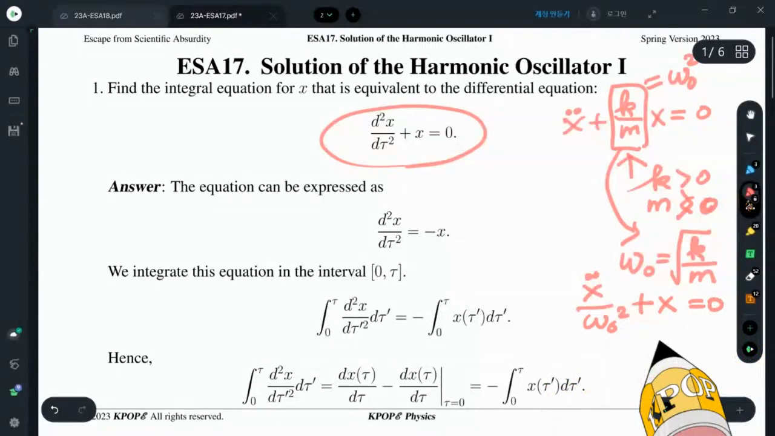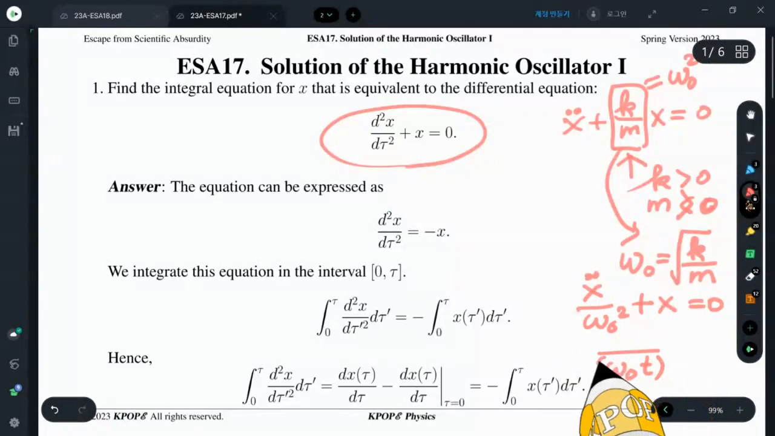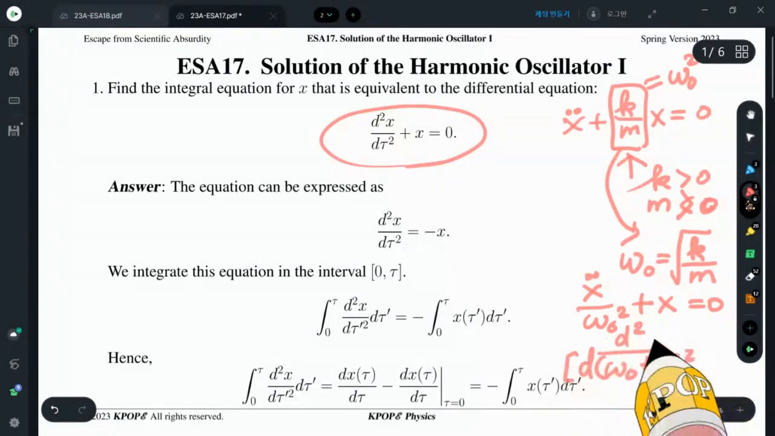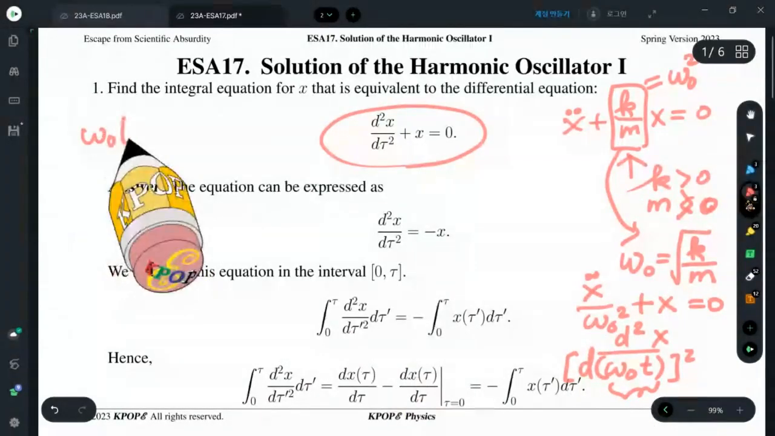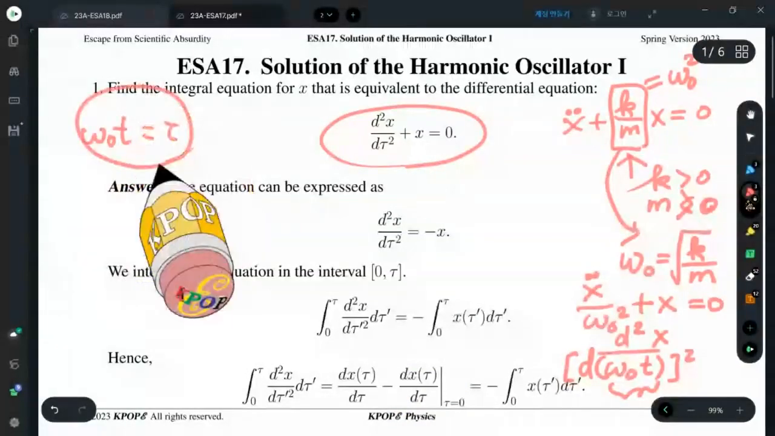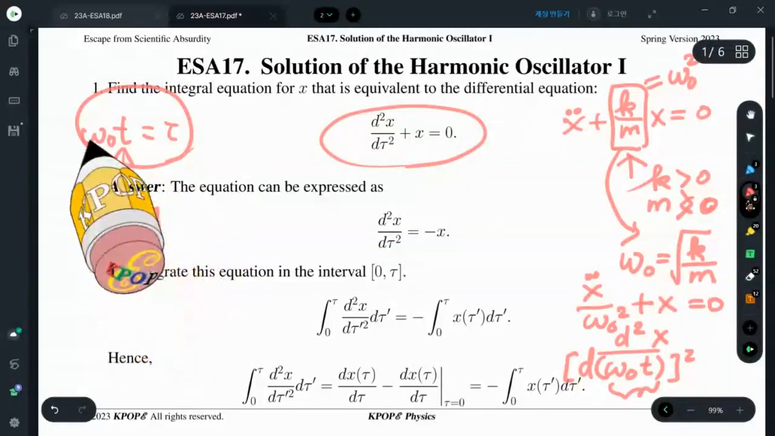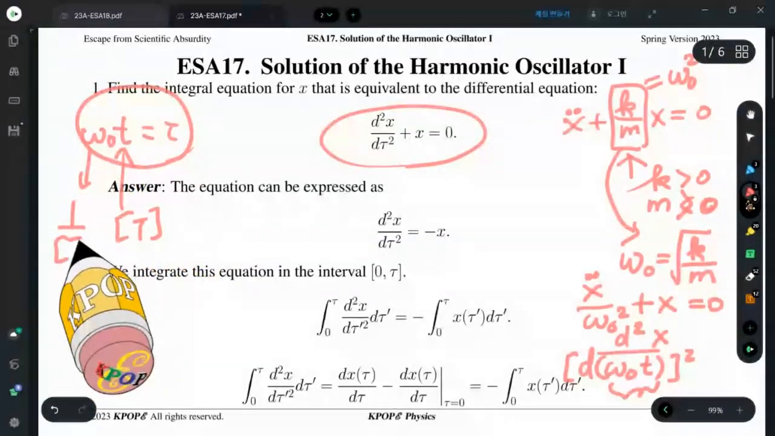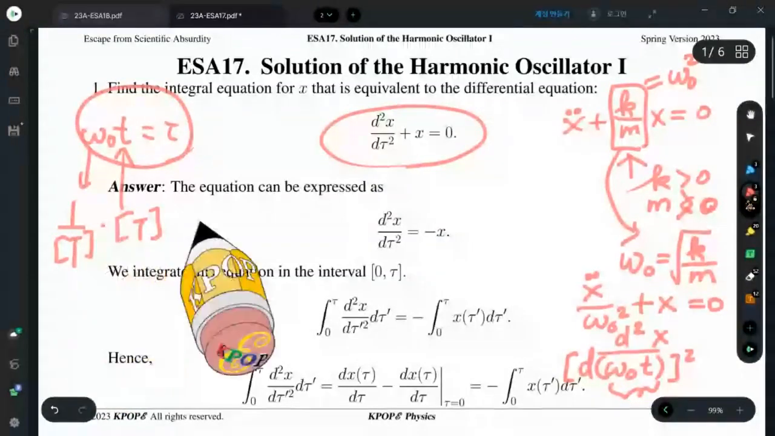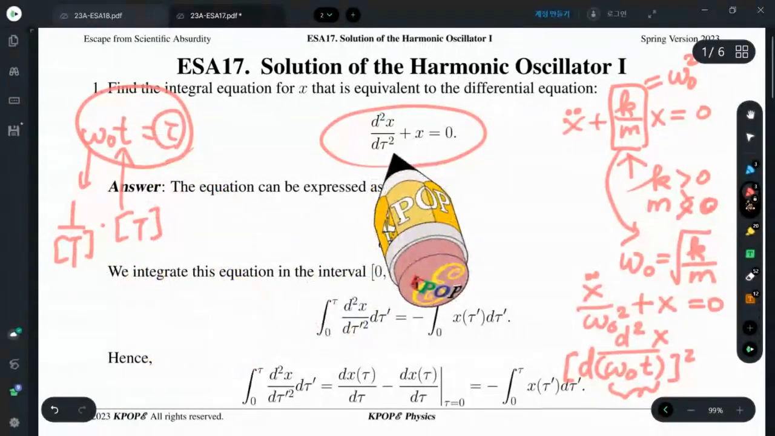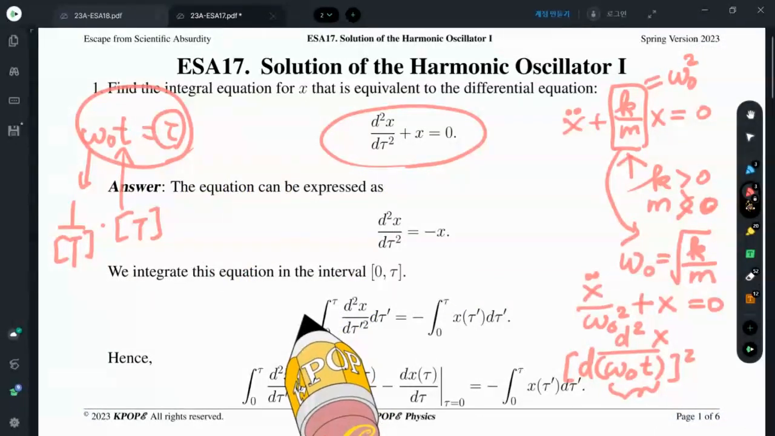This is a differential equation in terms of omega 0 t, so d squared x over d (omega 0 t) squared. So omega 0 t is tau, and t has the dimension of time, and omega 0 has the dimension of 1 over time, to make the tau independent of any physical dimensions.